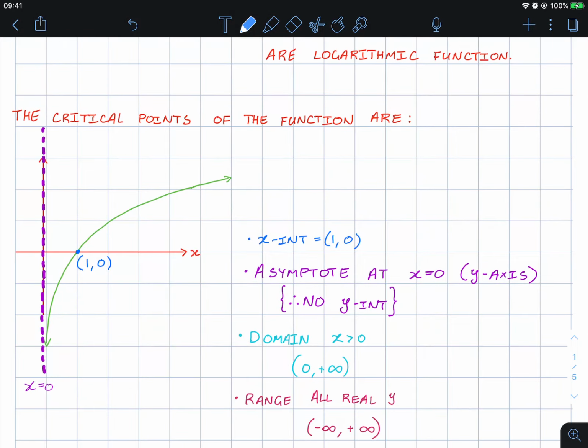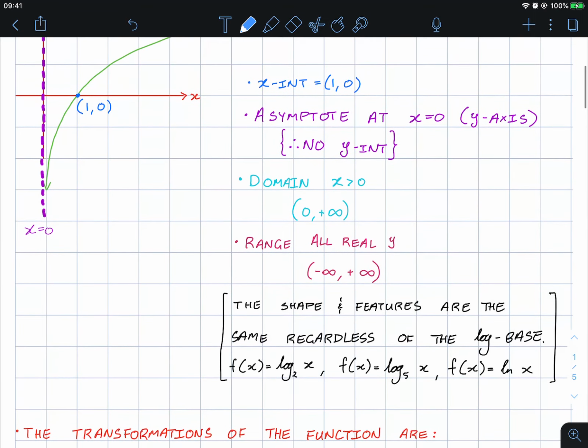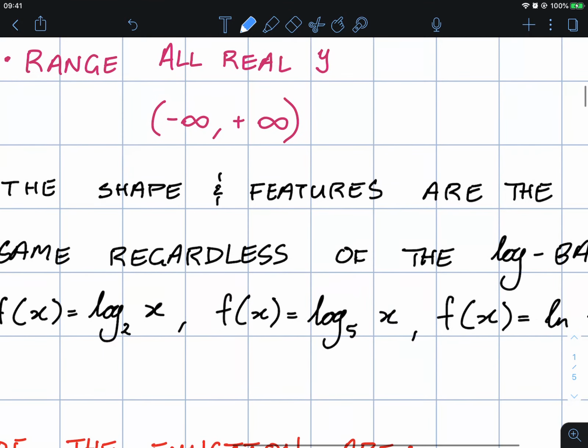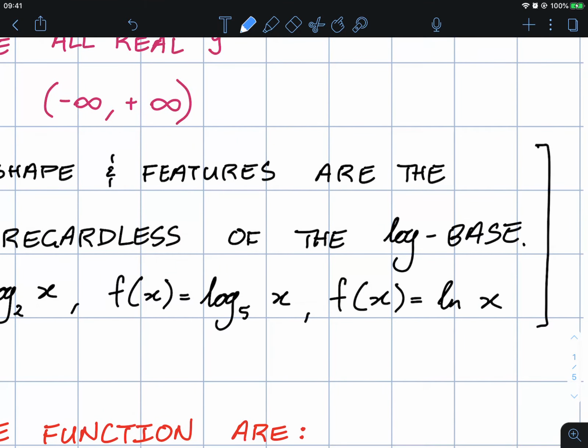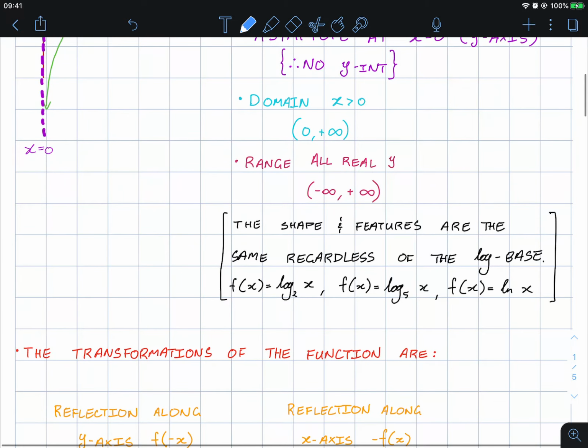So the shape and features are the same regardless of the log base. If it was log base 2, log base 5, even ln of x, which is log base e, the shape of all of these will look approximately the same with a few minor changes.